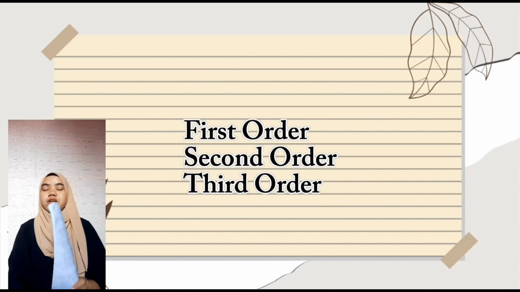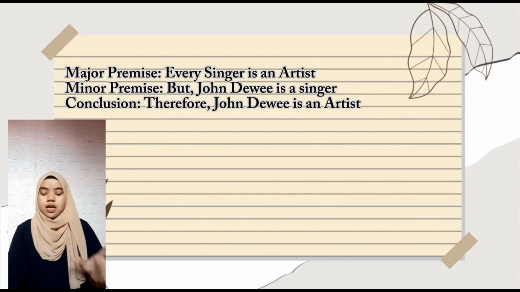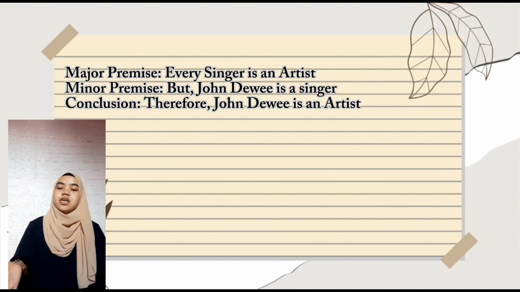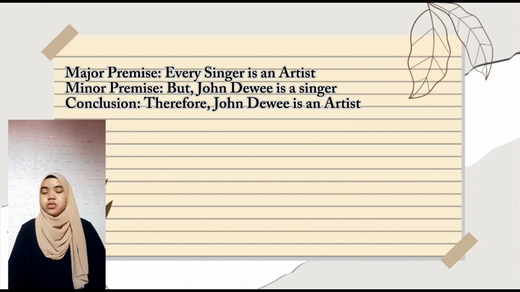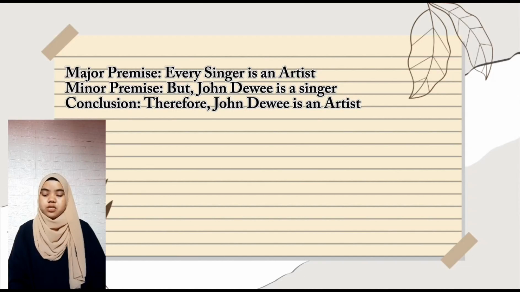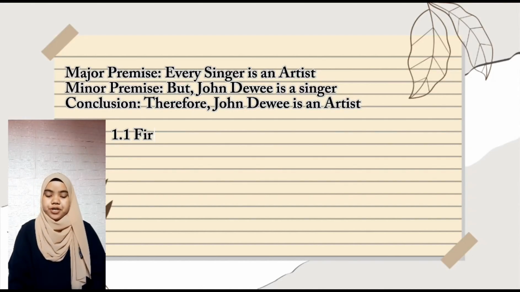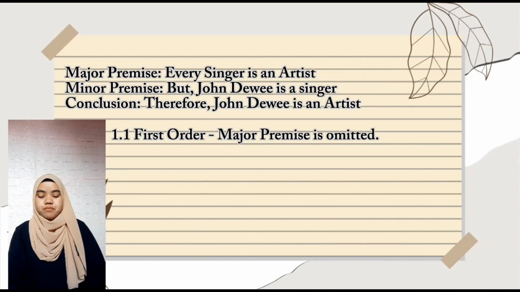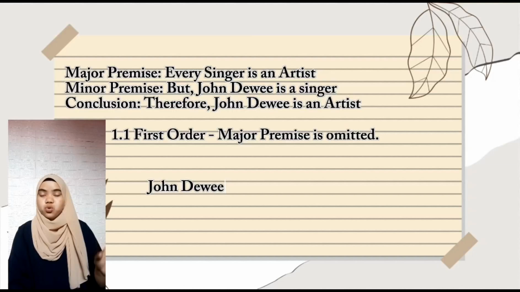I will give an example in my PPT so you can understand the first, second, and third order of the enthymeme. Here in my example, the major premise is every singer is an artist. The minor premise is, but John Dewey is a singer. And the conclusion is, therefore, John Dewey is an artist. So, in first order, the major premise is omitted. So it becomes, John Dewey is a singer. Therefore, John Dewey is an artist.